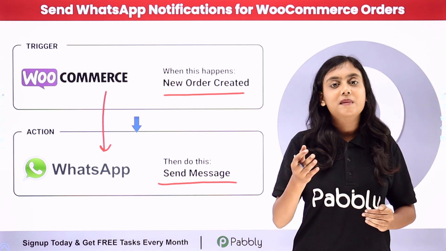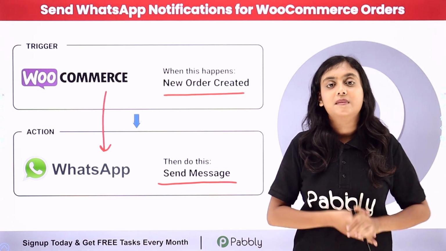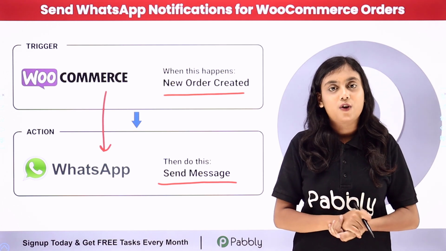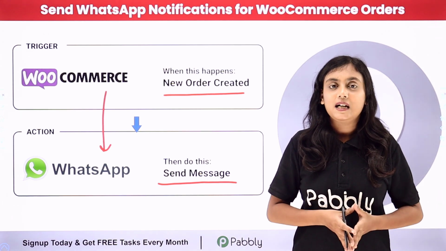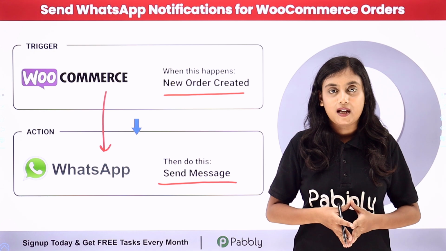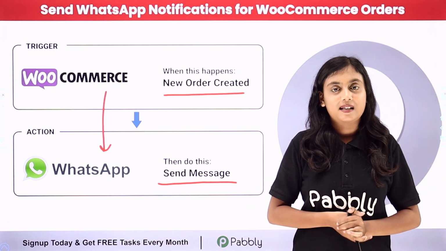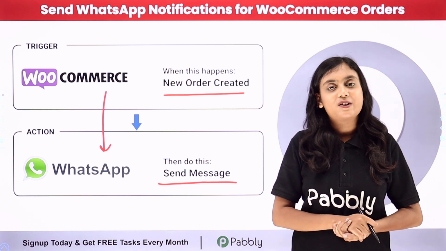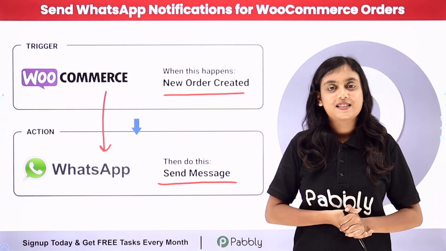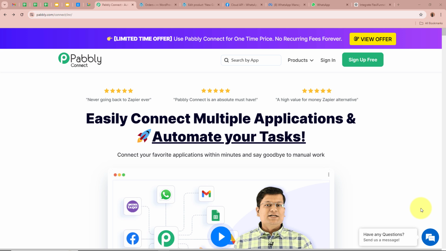We are going to send the WhatsApp message to all of our customers with the help of WhatsApp Cloud API, as I've created a template message with the help of WhatsApp Cloud API. If you want, you can use Vati or Interact to create your own message template. So if you want to learn how to do this amazing automation, then let me take you all to my screen. In this video, we are going to learn how to send WhatsApp notifications for WooCommerce orders.